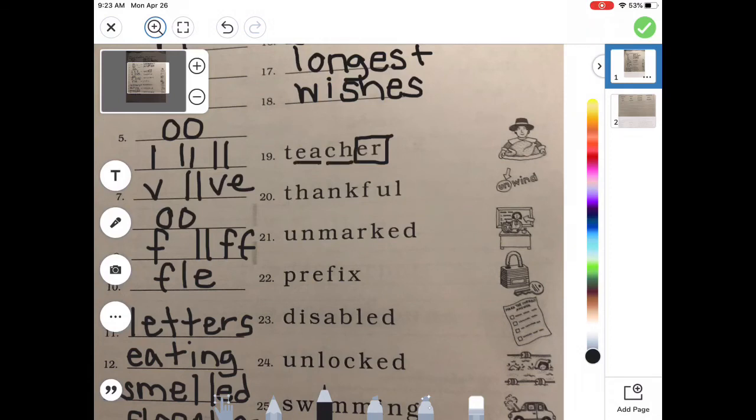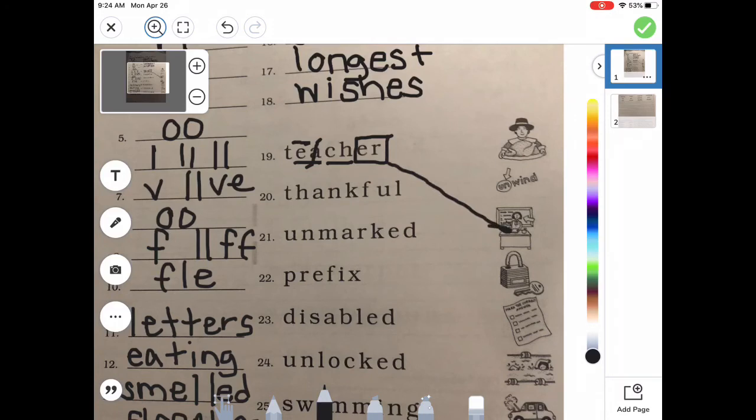Now remember, EA can make a couple different sounds. The most common is the long E, sneaky A. So each. Does teach make sense? Yes. So teacher. Teacher, which means, remember, somebody that teaches.